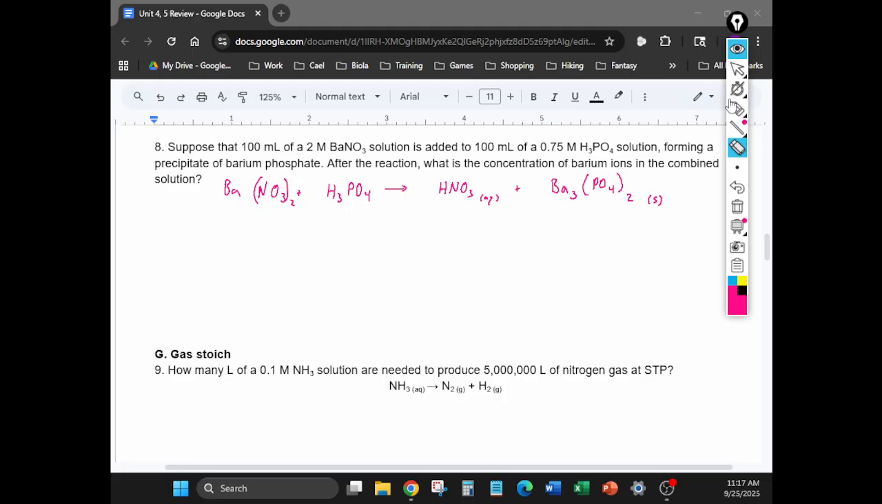All right, so that is your equation, and then obviously we need to balance it. If you balance it, it should be 3, 2, and 6 HNO3.